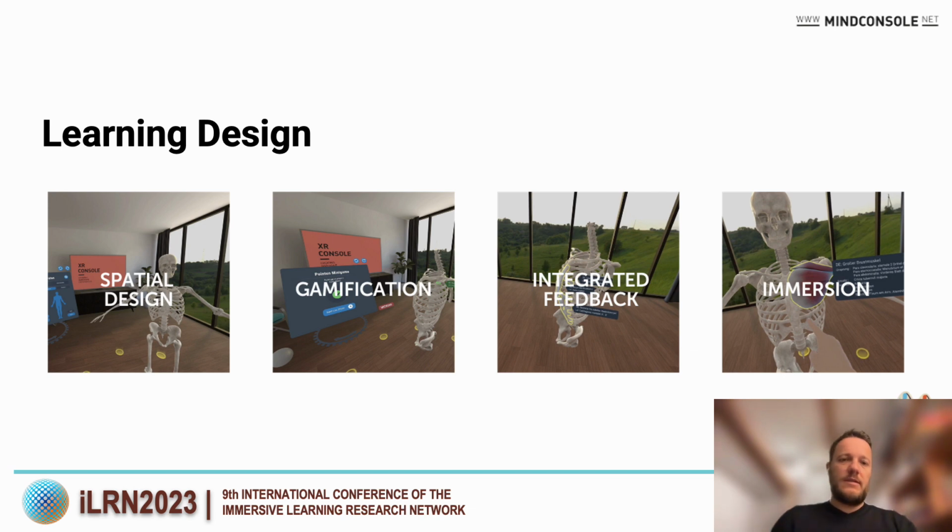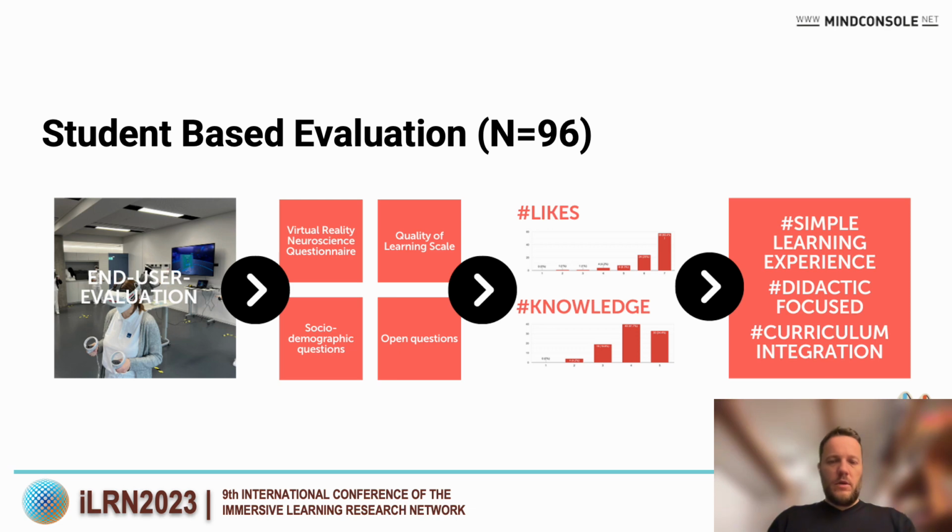And then, immersive design was very important for us, with haptic feedback and all the central UX elements which are needed to make virtual reality applications more immersive. That's what we used here. In order to evaluate our learning application, we did a student-based evaluation with 96 students from the University of Applied Sciences in St. Pölten. We used four questionnaires: the virtual reality and neuroscience questionnaire, the quality of learning scale, socio-demographic questions, and open questions.